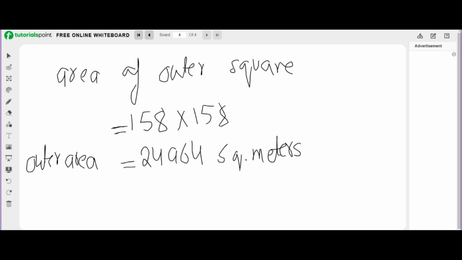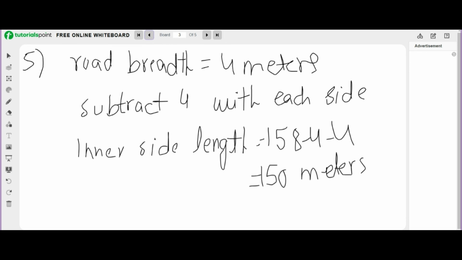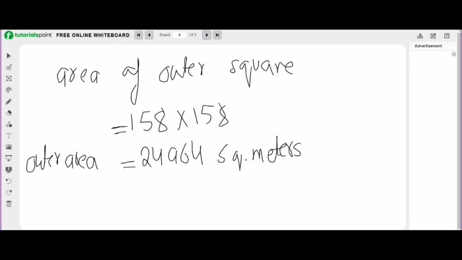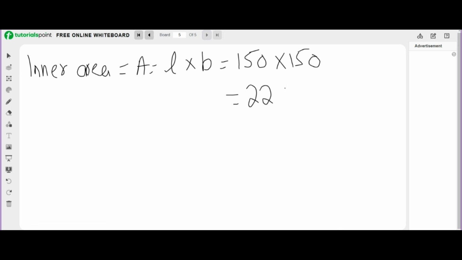Now we have to calculate the area of the inner square. How much is the inner area? The inner side I get is 150. I have to multiply. This is a square. The answer is 22,500 square meters, Aryan.